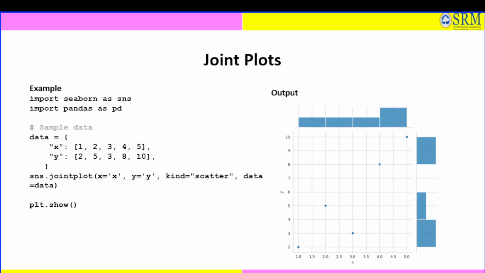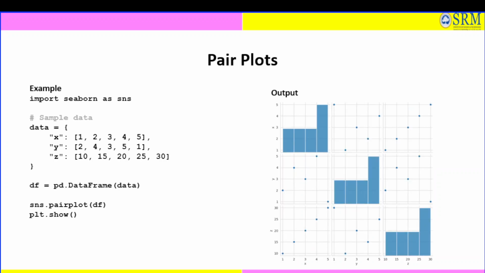And then joint plots, where you can combine two plots in one plot. For example, I want to combine a scatter plot, and I also want to view a histogram. It is going to combine them and show it as a joint plot. Then comes the pair plot. It is to visualize or find out the relationship between the variables. For that we go for pair plot.